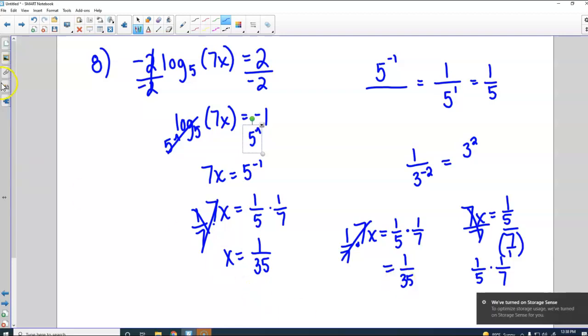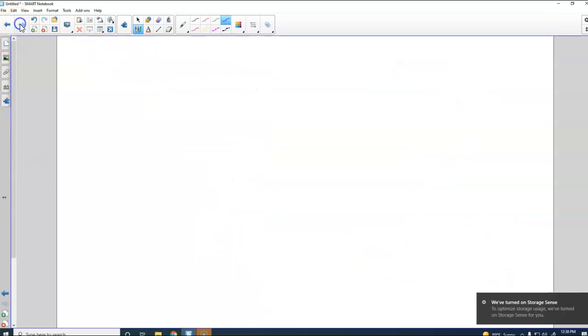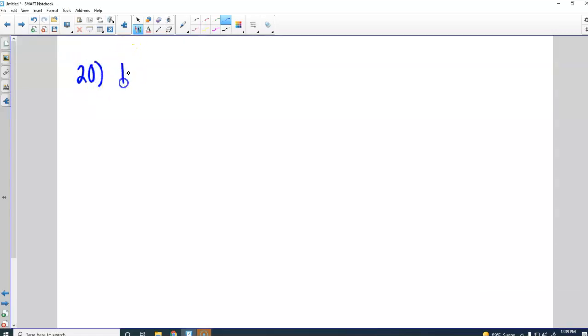All right, any questions there? All right, let's do a couple more of these other ones where we have to combine. So let's look at number 20. So we've got log base 9 of x plus 6 minus log base 9 of x equals log base 9 of 2.